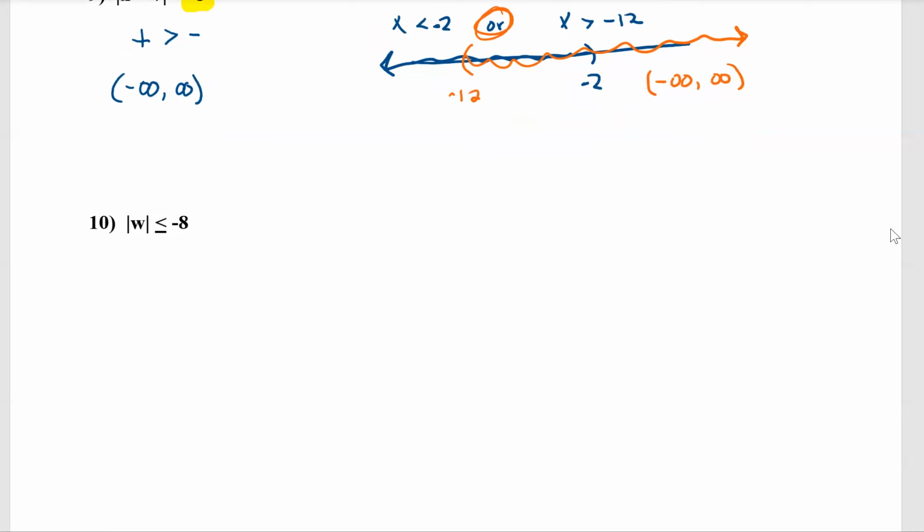All right, number 10. We have an absolute value is less than or equal to -8. Again, our rules apply when k is positive. So you should immediately think, something's not right here. Well, again, this is a positive. When is a positive going to be less than or equal to a negative? Never. Therefore, this one has no solutions.